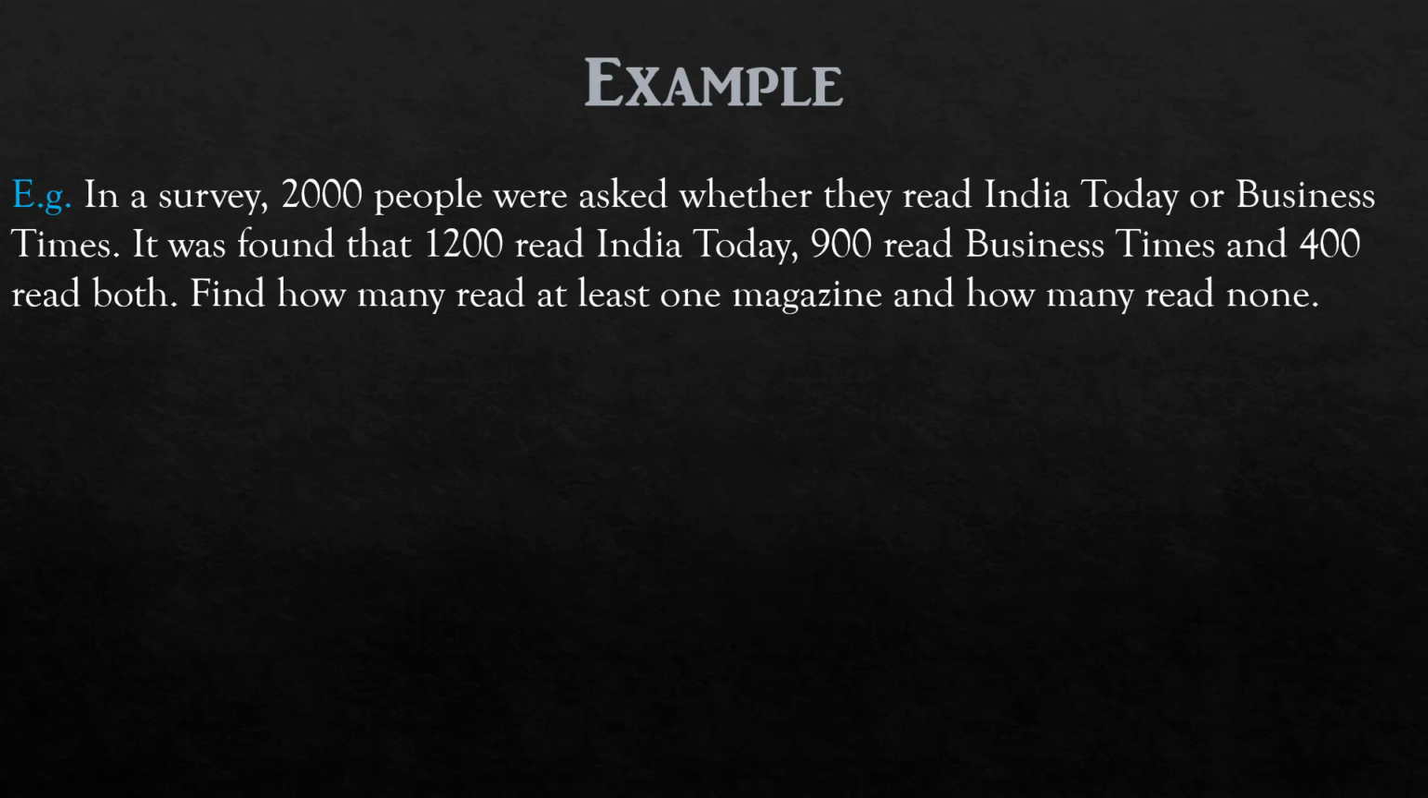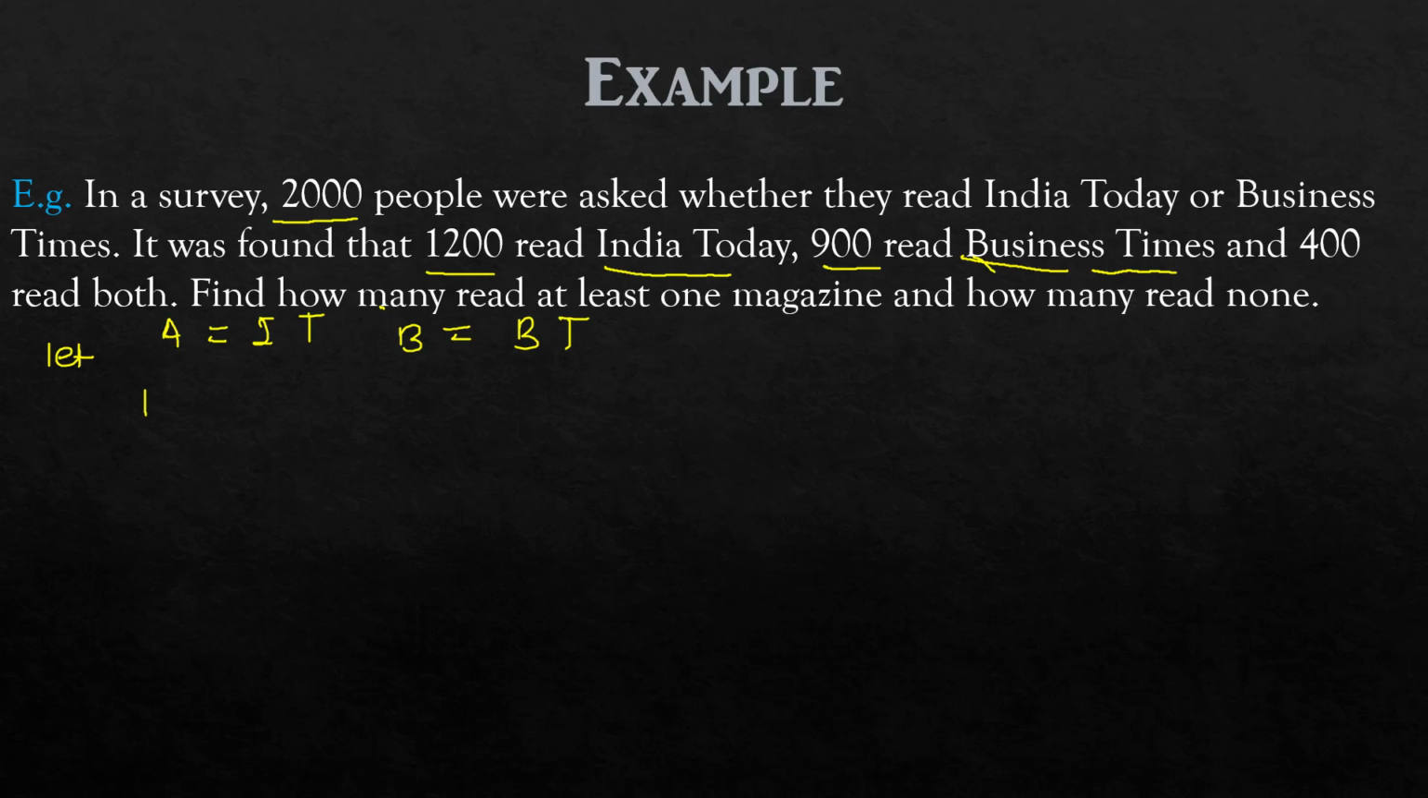So how many sets are there? तो यहाँ पे अगर sets find out करना है तो initially we get the first set, that is the universal set, 2000 people. Now the next one is 1200 read India Today. Then after that 900 read Business Times. So how many sets are there? 3 sets. Let A be the set of people who read India Today and B be the set of people who read Business Times.